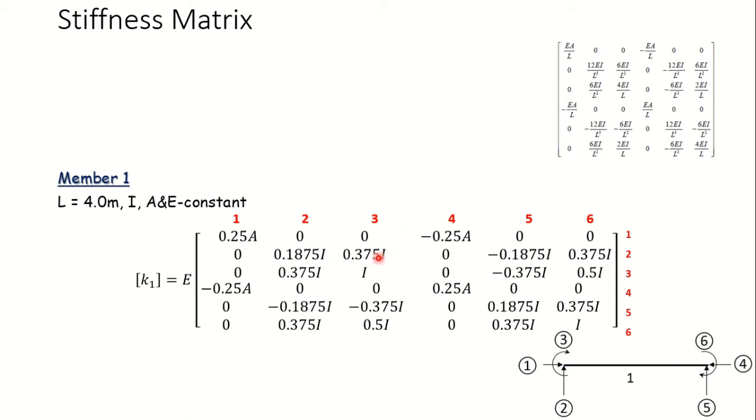Okay, 6EI by L square, 0.375, it comes out as 0.375, and minus 12EI by L cube, and 6EI by L square. So this calculation is done keeping in mind the matrix we obtained earlier for a beam member, or for a member of a rigid jointed frame. This is the element stiffness matrix.